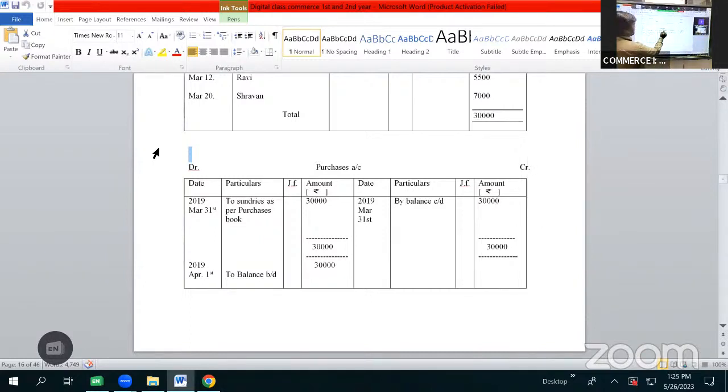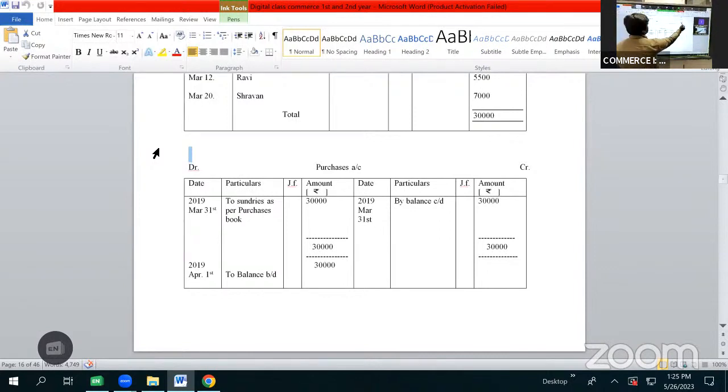First we'll be preparing the purchases account, the format for which is date, particulars, JF, which stands for journal folio, amount in rupees, on both sides. Towards the extreme left we'll be writing DR, debit, towards the extreme right we'll be writing CR, credit. Here we'll be writing the last day of the month. As the problem is related to the month of March, the last day will be taken as March 31st, 2019.